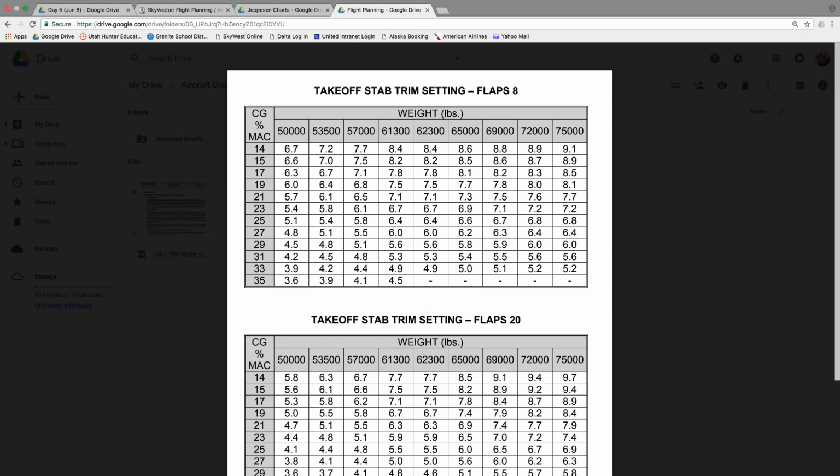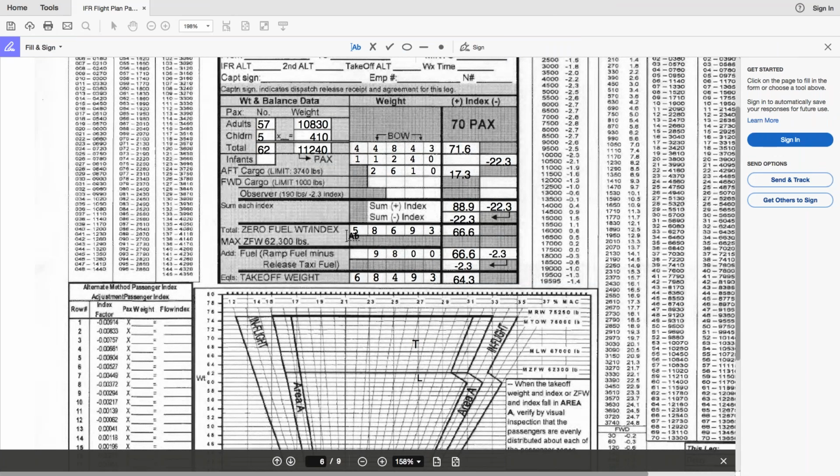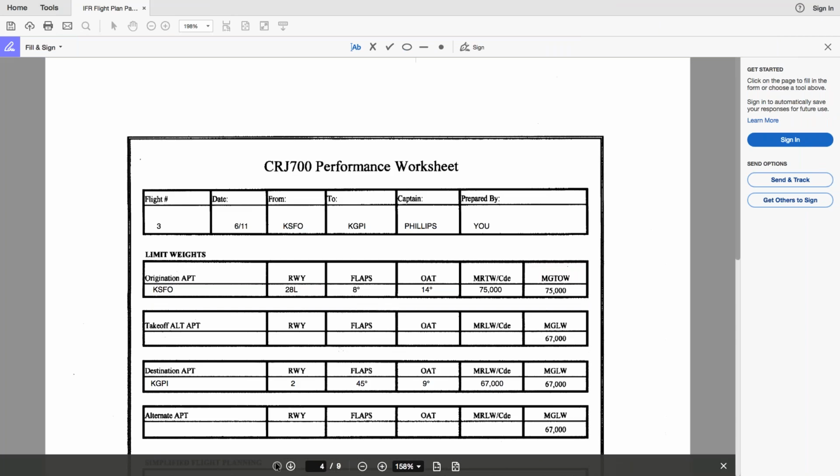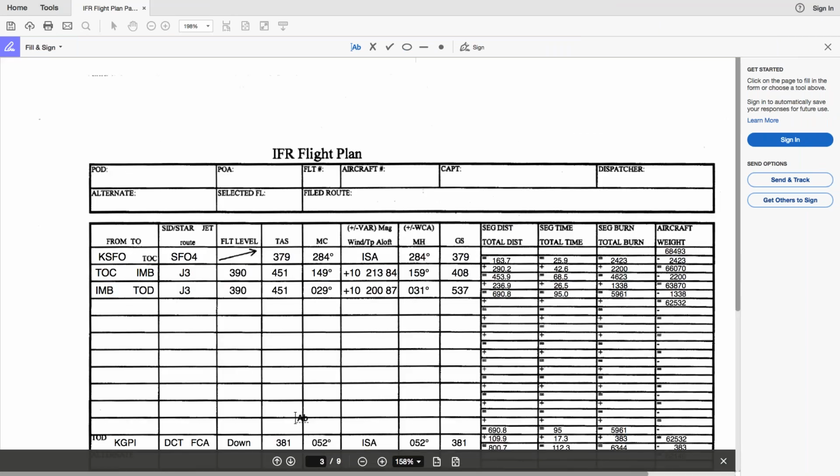Okay. So percentage of MAC, 27. Our takeoff weight was 69,000 pounds. So our stab trim setting is 6.3. Jeez, it's amazing planes get off the ground, huh? Yeah. Show that again, please.